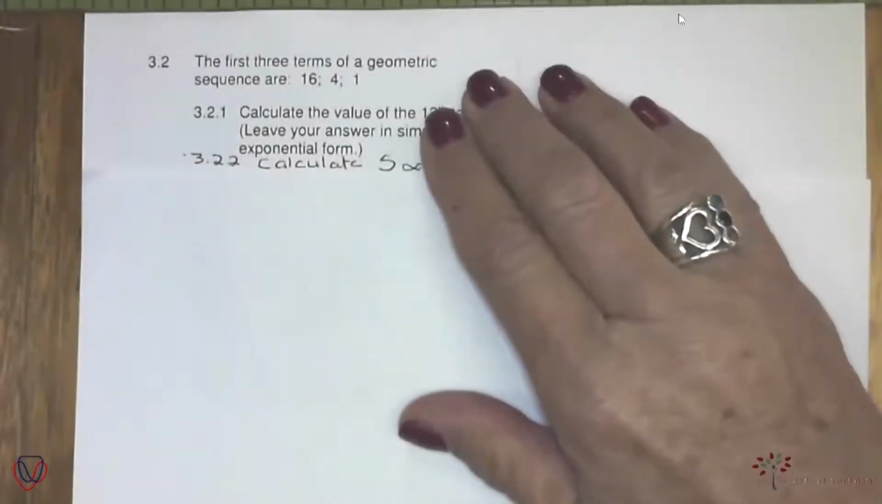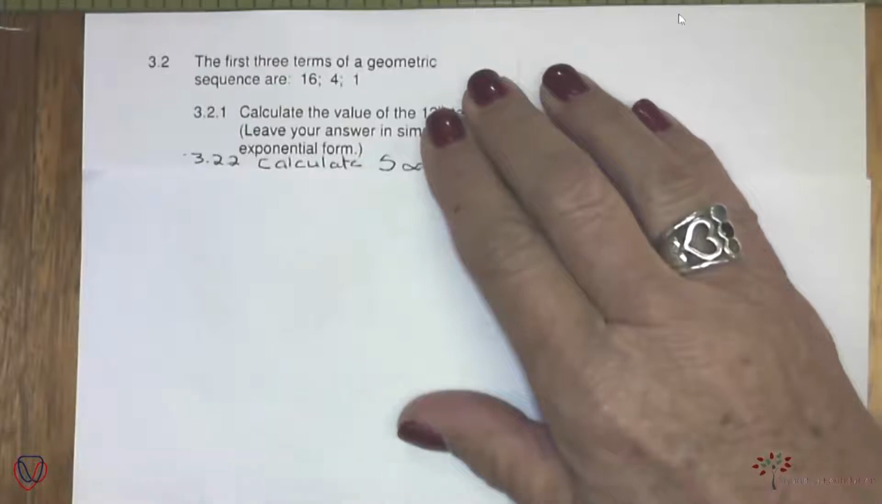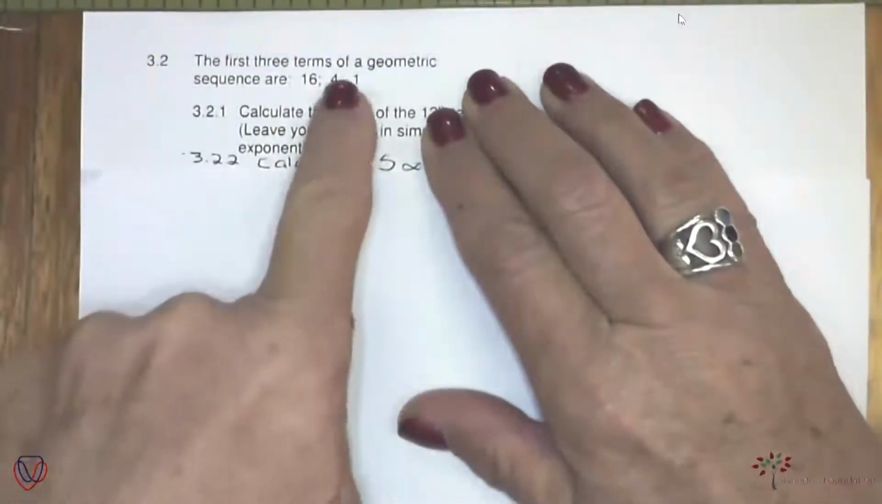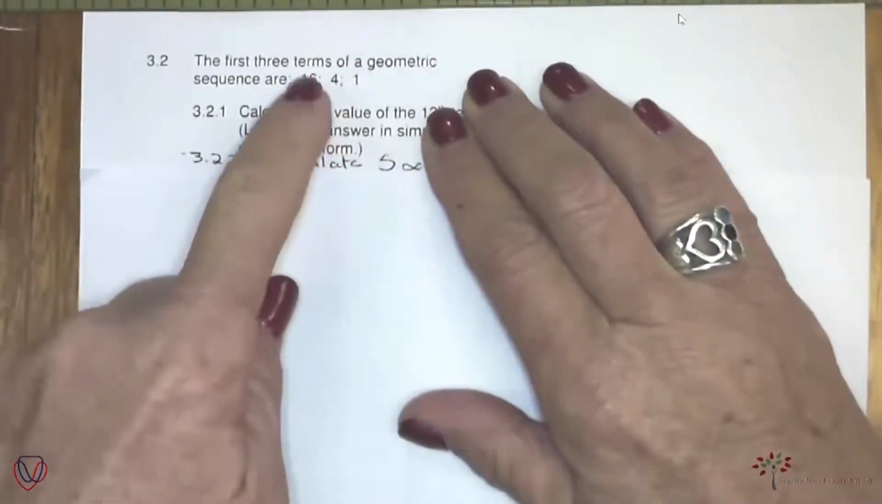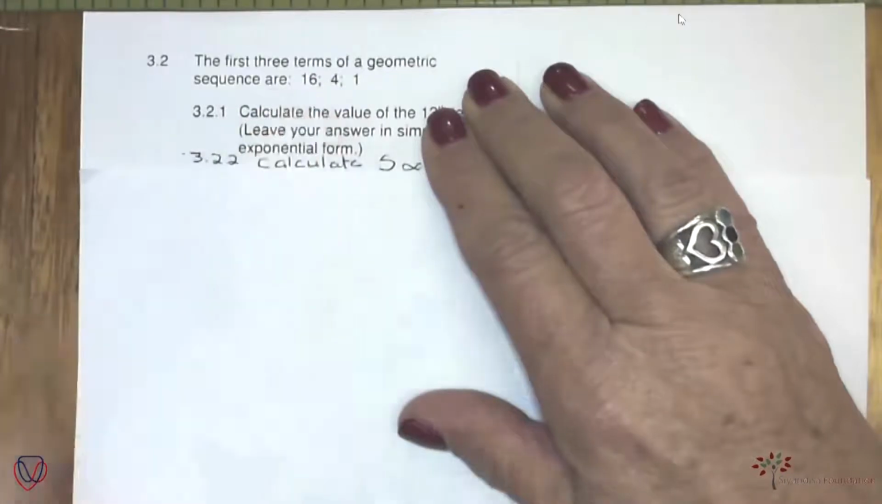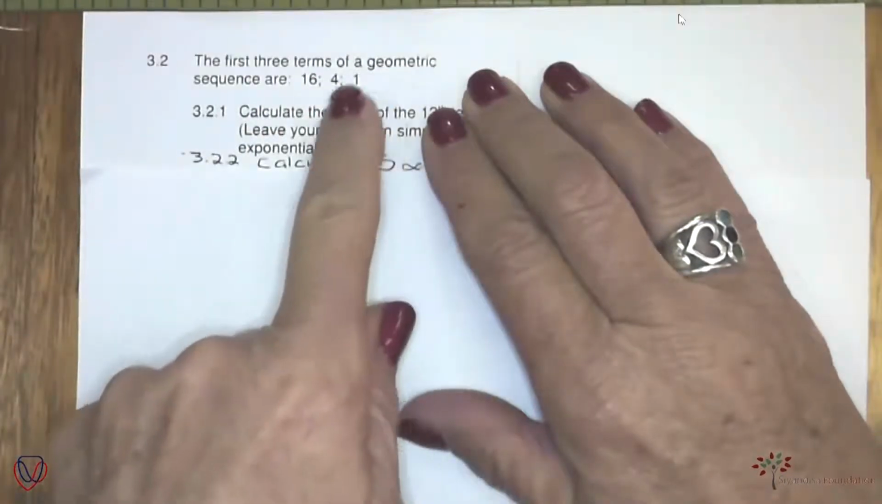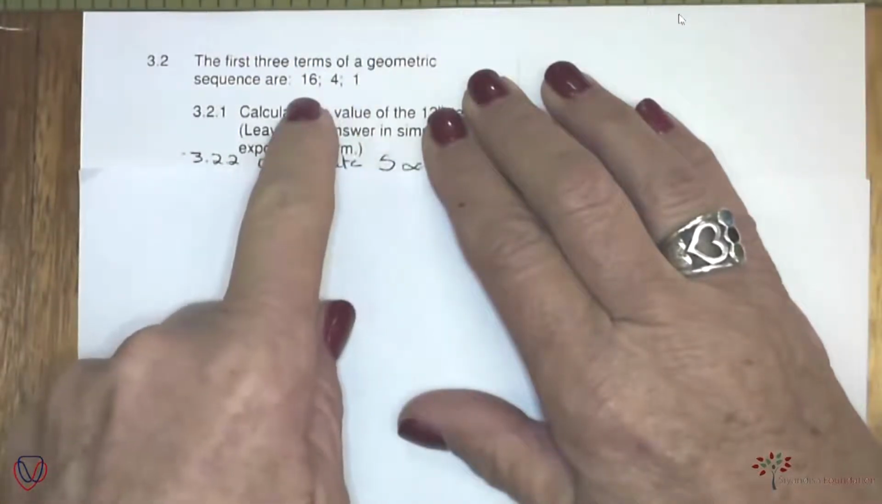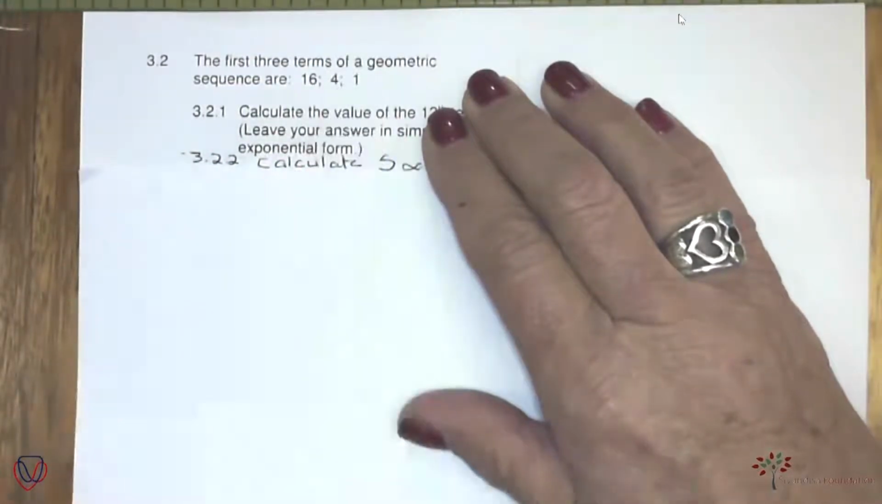For an arithmetic sequence, we say T2 minus T1 should be equal to T3 minus T2. For a geometric sequence, we say T2 divided by T1 should be equal to T3 divided by T2, which is, in this case, 4 over 16 is a quarter, 1 over 4 is a quarter.